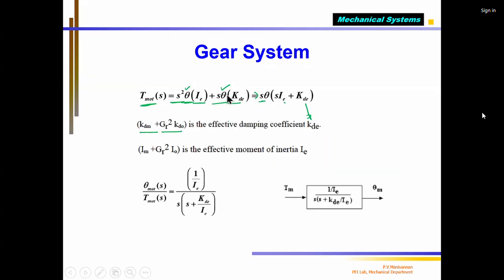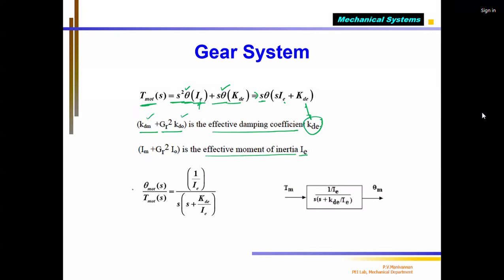We can write it like this: T motor equals S square into theta into IE plus S into theta into KDE, which equals S into theta times the whole thing S into IE plus KDE, where KDE can be written as Kdm plus gr square by Kd naught. KDE is called the effective damping coefficient. Similarly, IE is the effective moment of inertia, which is nothing but Im plus gr square.